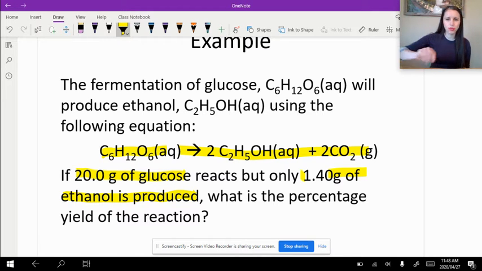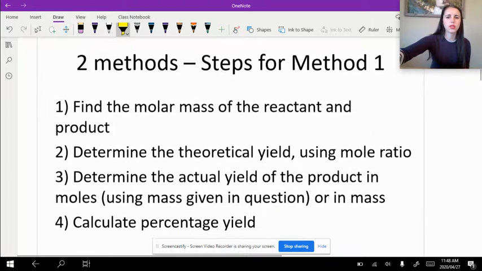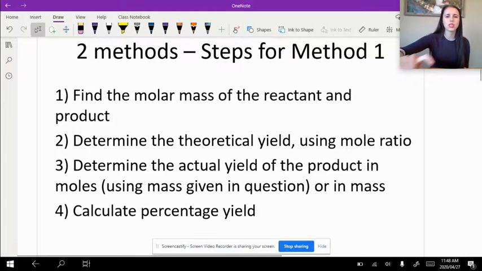So we're going to look at two different ways to solve this. The first way is the way that we've been really doing it so far. It's going to be that multi-step method. So we're going to look at our molar masses. We're going to determine the theoretical yield using our mole ratio. We're going to determine the actual yield of the product, and we're going to calculate percent yields.